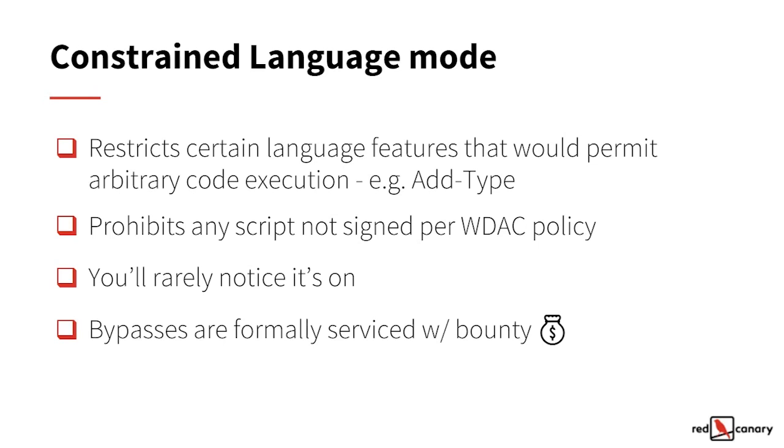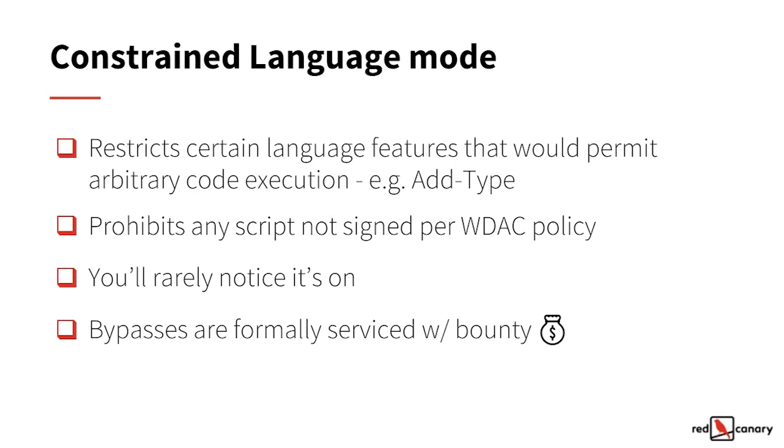Another cool thing is that if you have a fundamental bypass to constrained language mode, Microsoft considers this to be a serviceable bounty or security feature. So you could report that to MSRC and potentially get yourself a bounty, which is pretty cool. So how is this actually implemented?